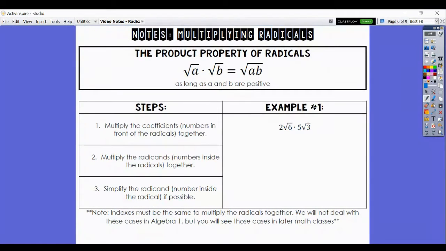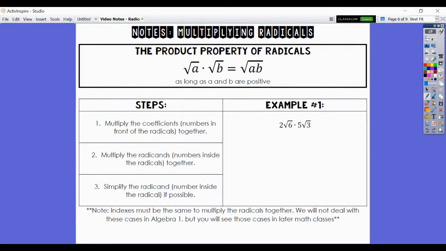In today's lesson, we're going to learn how to multiply radicals, and we'll use that with the product property of radicals. It states when I have radical A times radical B, it will equal radical A times B, as long as A and B are positive.